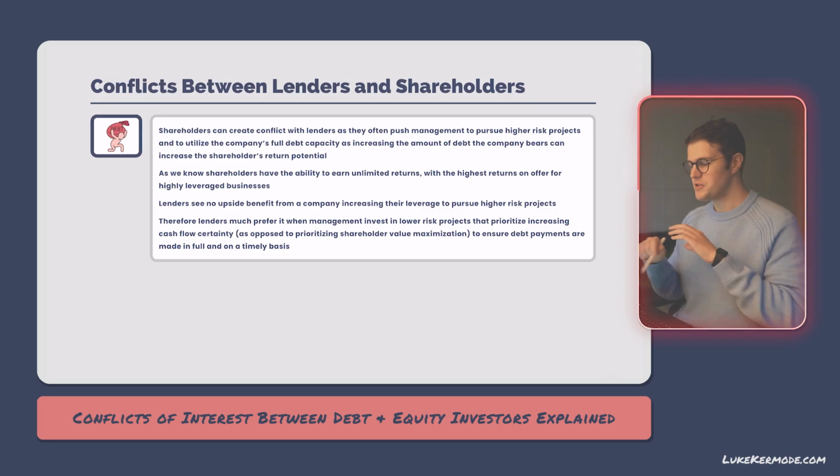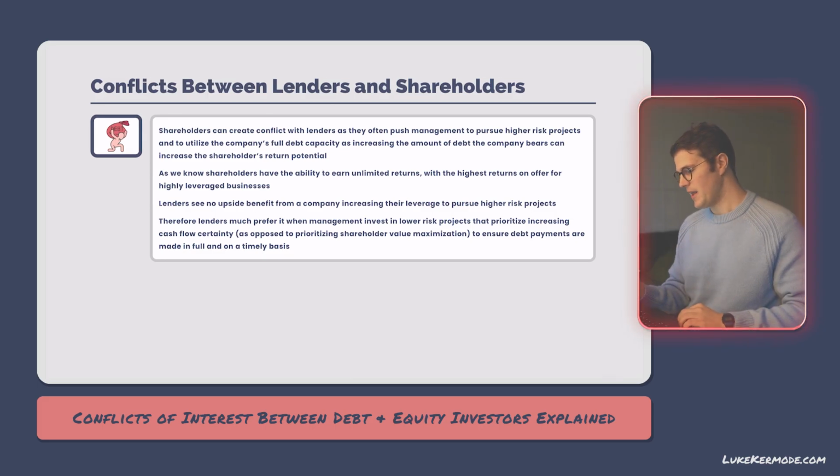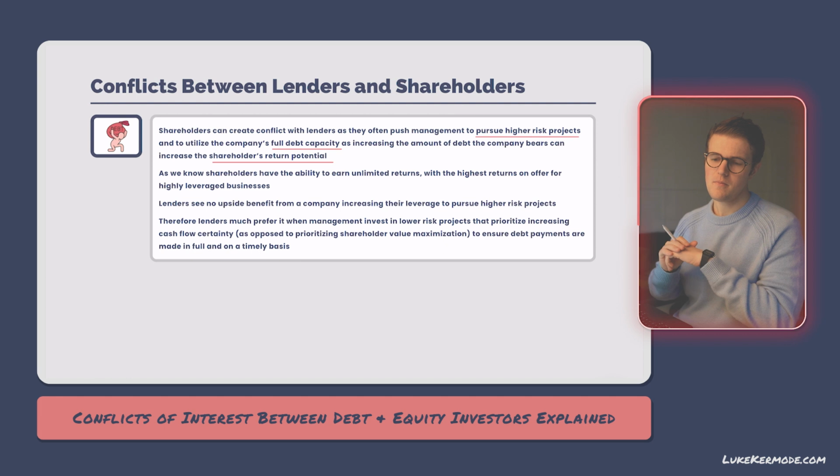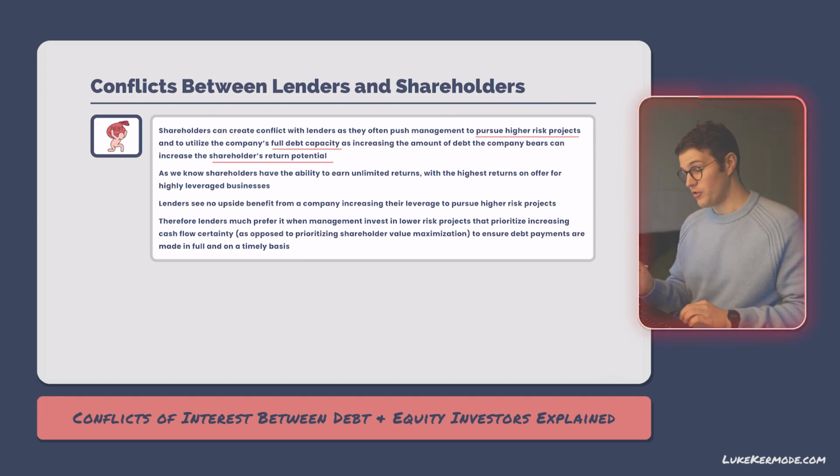So shareholders create conflict with lenders as they push management to pursue higher risk projects and often want the company to utilize its full debt capacity, as increasing leverage can increase the shareholder return potential. Increasing company leverage can increase shareholder upside if the firm performs well.